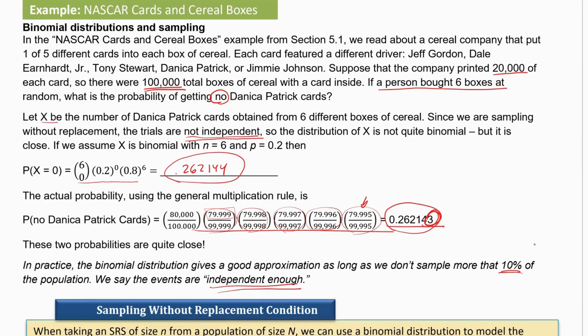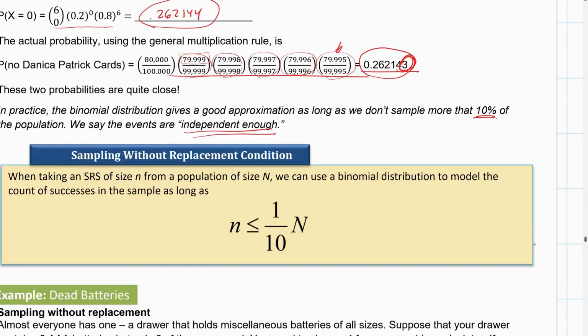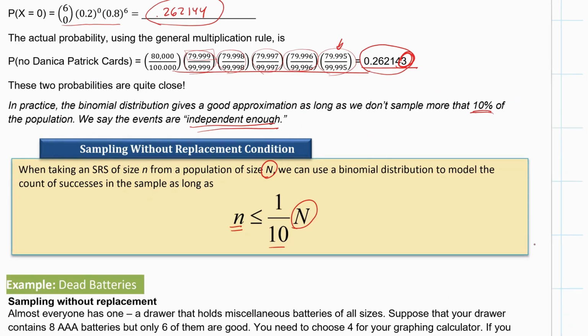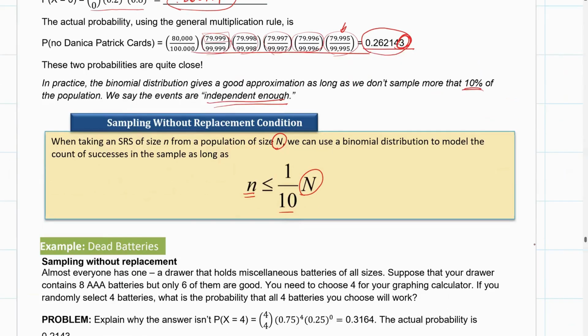We call this the sampling without replacement condition. It says if you're doing a simple random sample from a population of size n, so this is the population size, you can still use the binomial distribution as long as the sample size is less than 1/10 of the population size. Now, we saw in the card example how it worked.